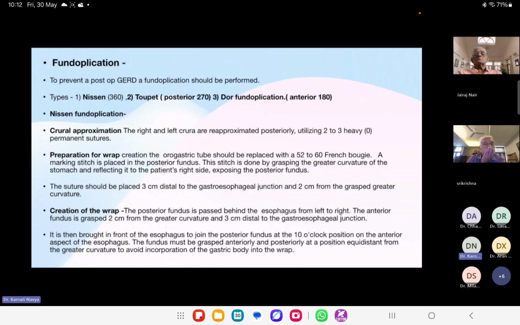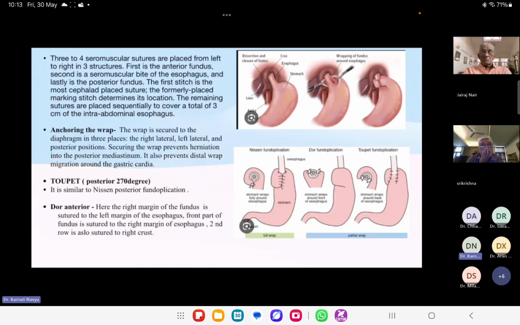The fundus is grasped anteriorly and posteriorly at a position equidistant from the greater curvature to avoid any incorporation of the gastric body into the wrap. That is to avoid post-op dysphagia.